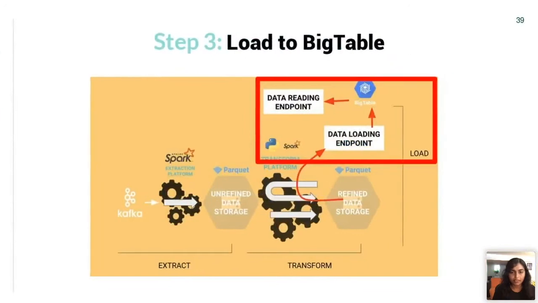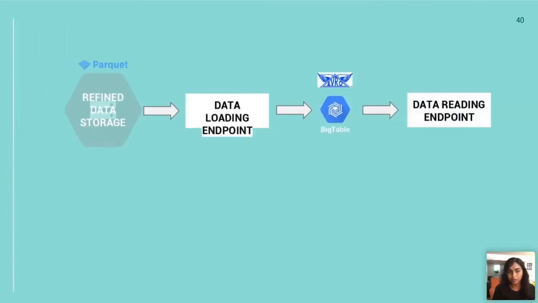And for the last step, we needed to load this data to BigTable. To do the loading to BigTable, which is, by the way, a key value store, so you can also think of it like a dictionary where we use the app ID as our key and rolled up all its meta fields as the value.